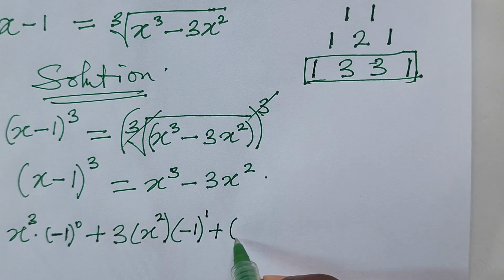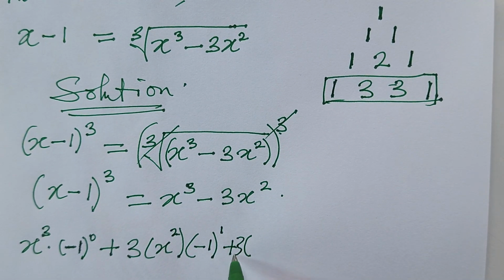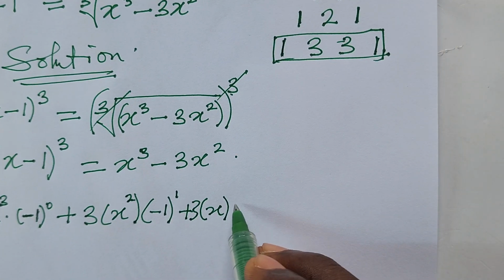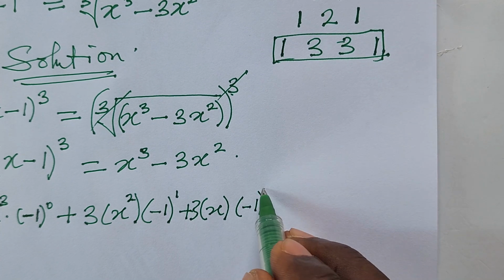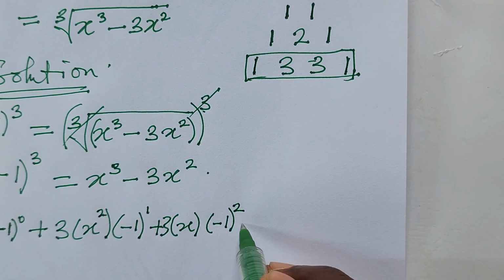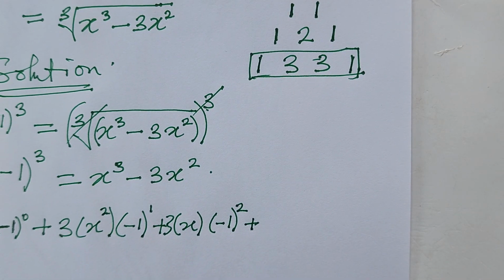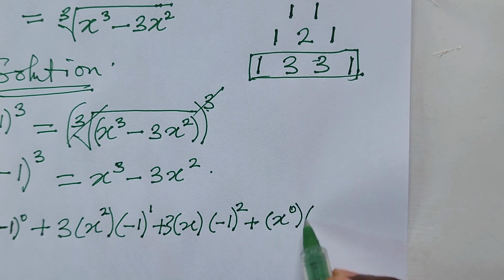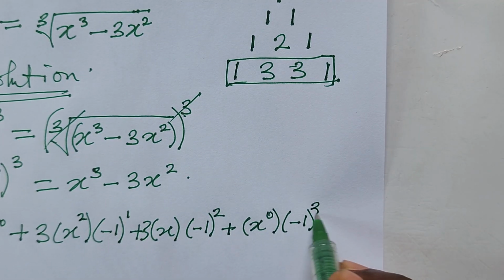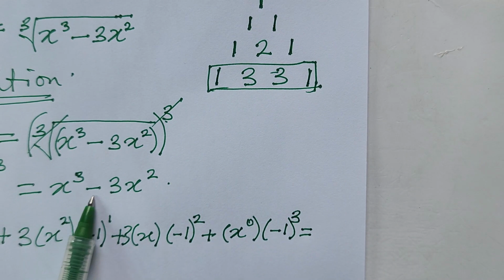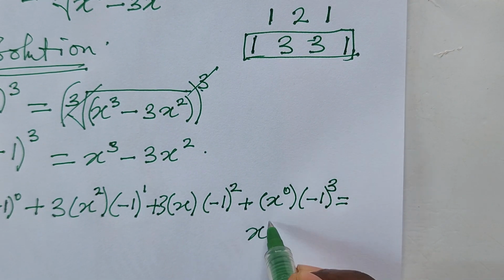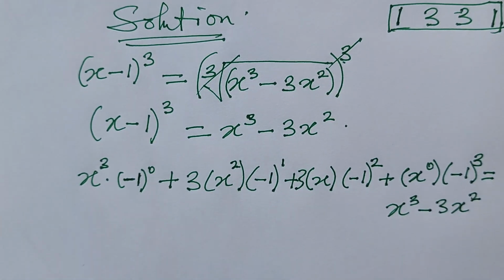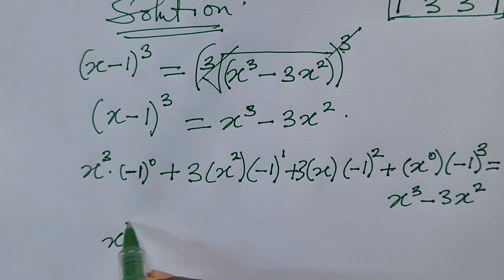There, plus the next one, the coefficient is 3. So we'll put 3 here first. Then we have x to the power of 1 into minus 1 all to the power of 2. Okay, then the next one we have plus, the coefficient is 1, so we're going to have x to the power of 0, then minus 1 to the power of 3, everything equal to our expression here. So let's put it here, x to the power of 3 minus 3x to the power of 2.